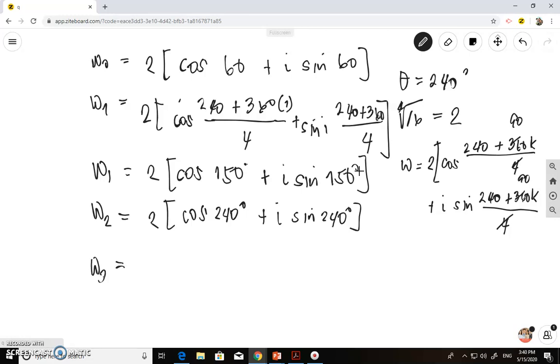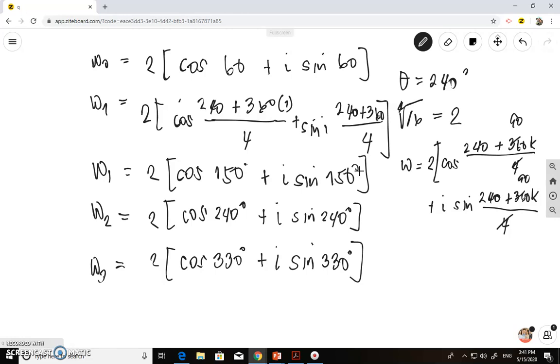And then if we have k equal to 3, so therefore we will have now 240 plus 330, so therefore we will get 2 times cosine 330 degrees plus I sine 330 degrees. When you are going to simplify it further, you will have now 2 times cosine 150, then 2 times sine 150, okay? So you can do 2 cosine 60. So our cosine 60 is equal to 1/2, and then our sine 60 is equal to square root of 3 over 2.